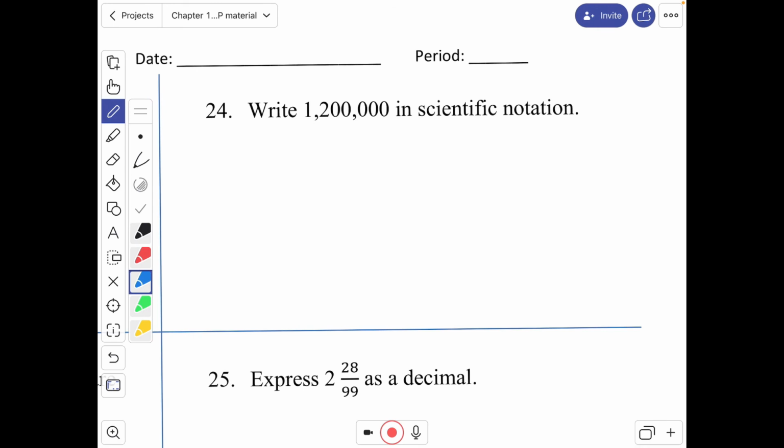Write 1,200,000 in scientific notation. Remember, we want to put the decimal behind the first significant number, and we drop everything else. And then we count how many spaces I moved the decimal. 6 times. And if this is greater than 1, it's a positive exponent.